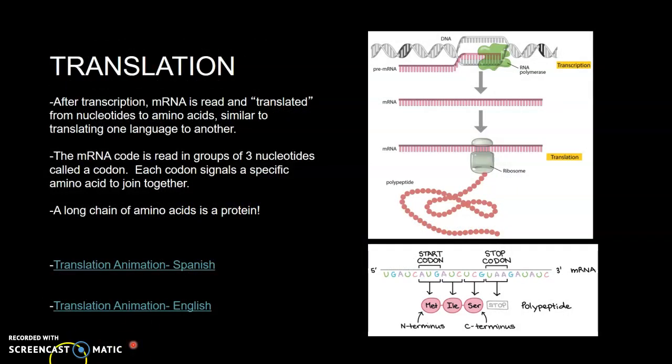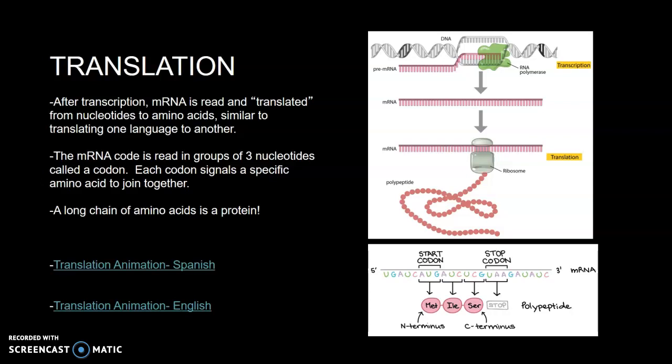After transcription, mRNA, or messenger RNA, is read and translated from the nucleotides to the amino acids, similar to translating one language to another. Translation takes one language, the DNA and RNA building blocks, the nucleotides, and translates it into a string of amino acids. And a long string of amino acids is what makes up a protein.